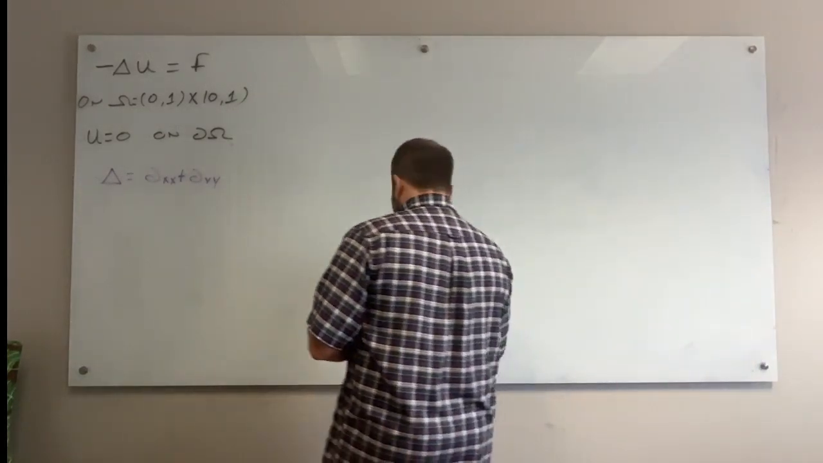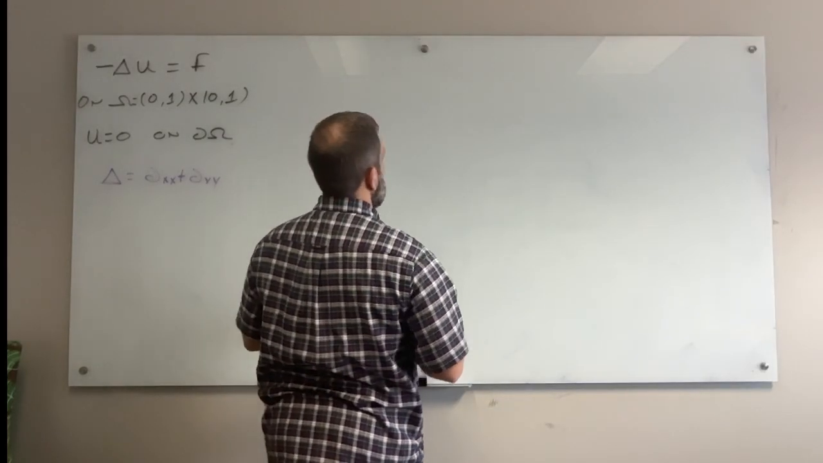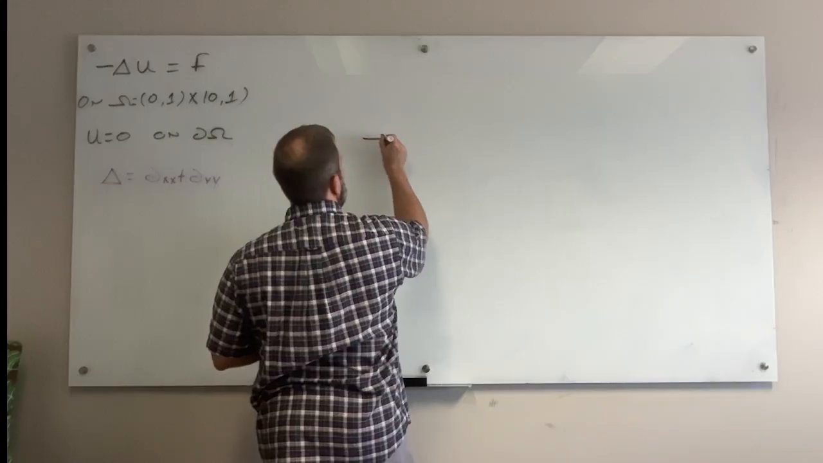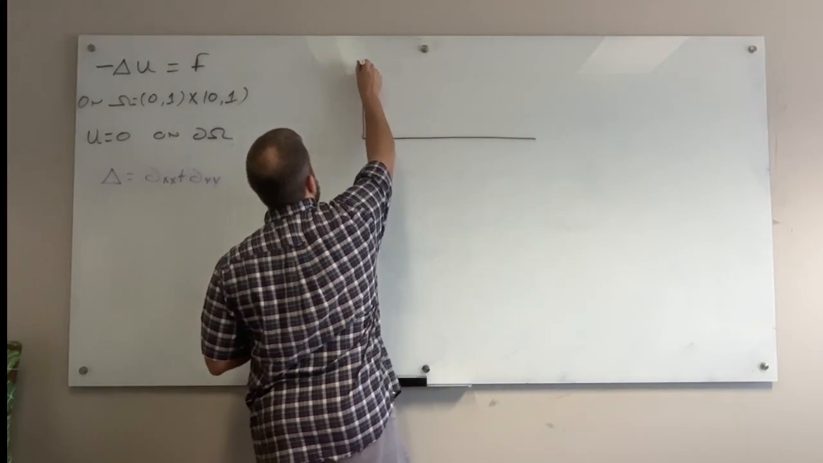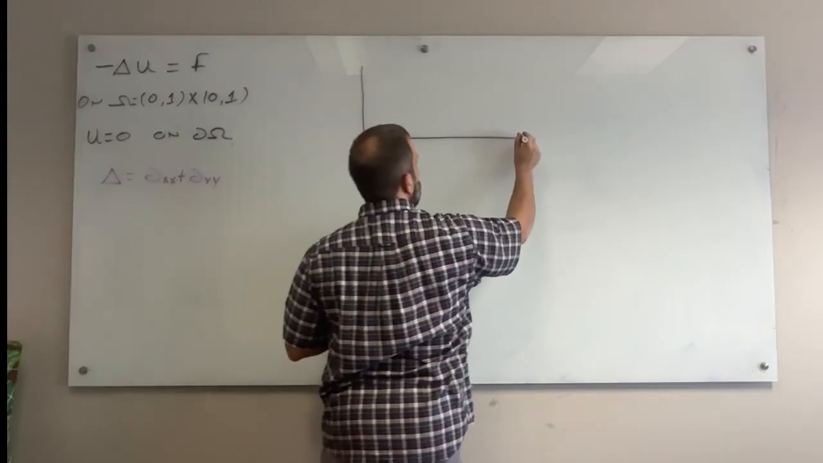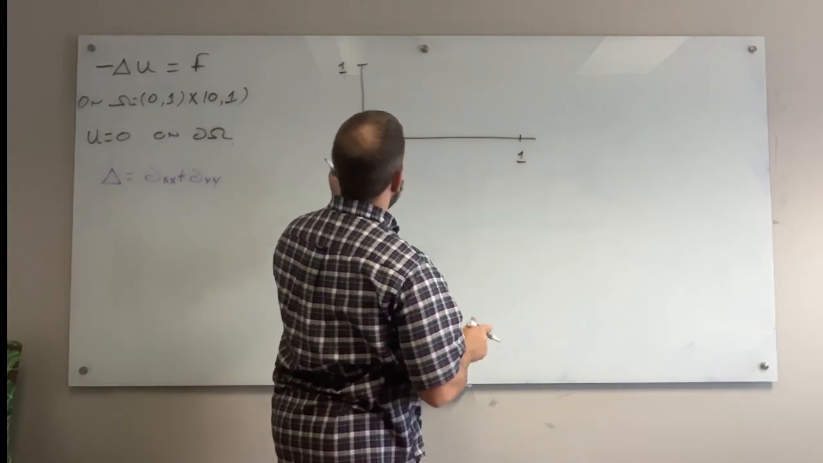So let's say the x-axis, this is 0, and this is 1 on the x-axis, 0 to 1. On the y-axis, this should be a square.